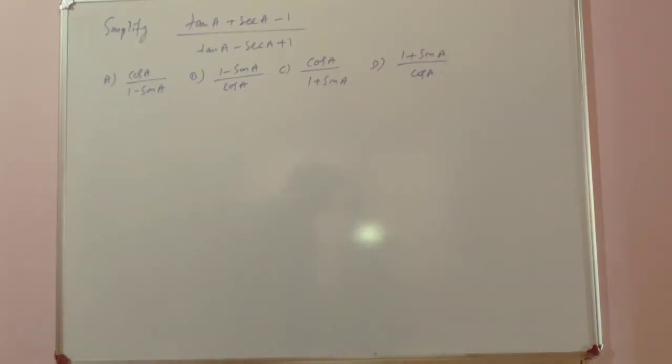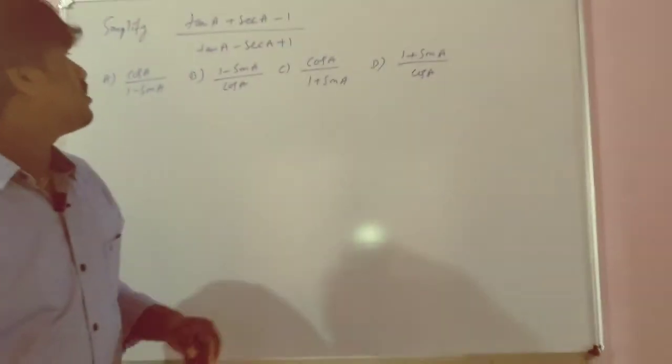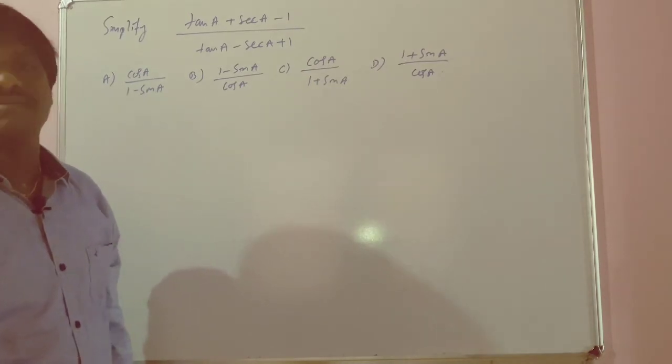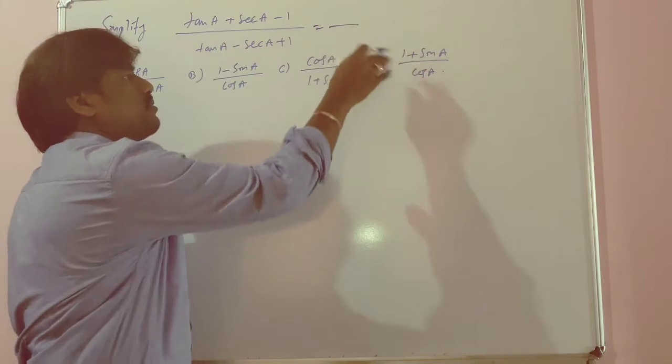Hello dear students, let us start the next question. Simplify: (tan A + sec A − 1) / (tan A − sec A + 1) is equal to dash. There are two options we have.